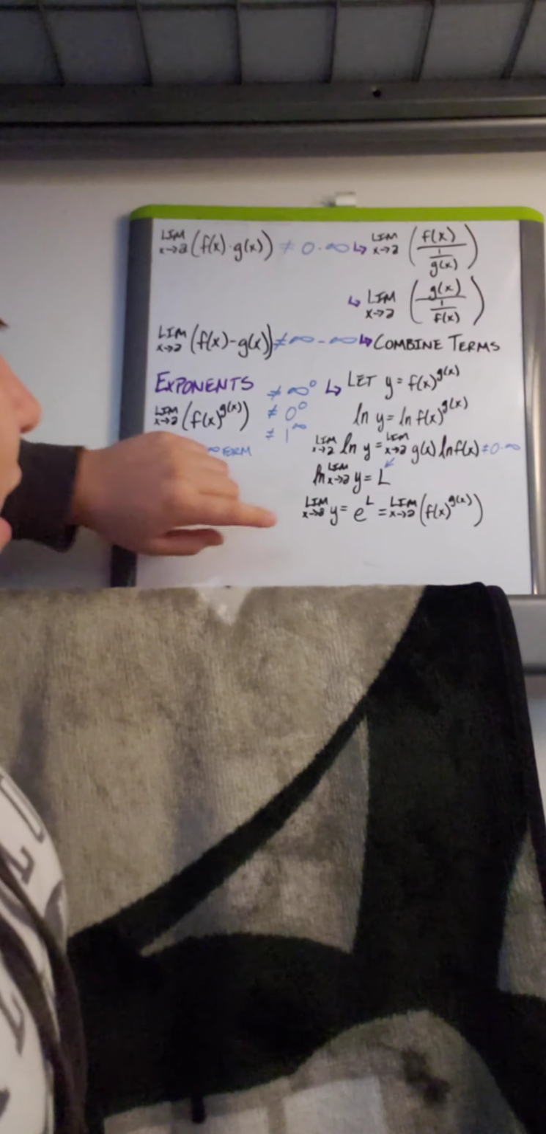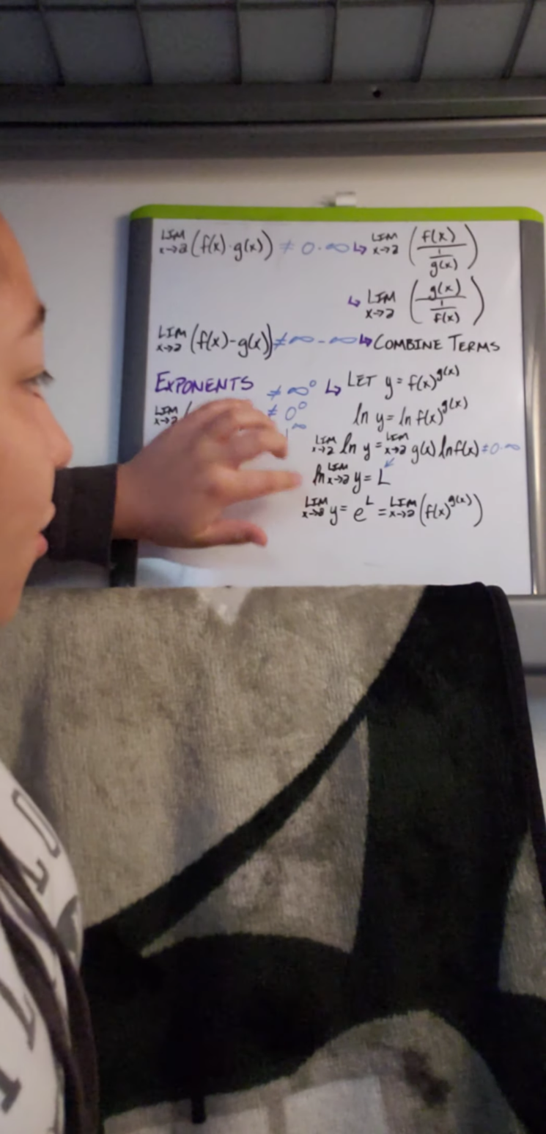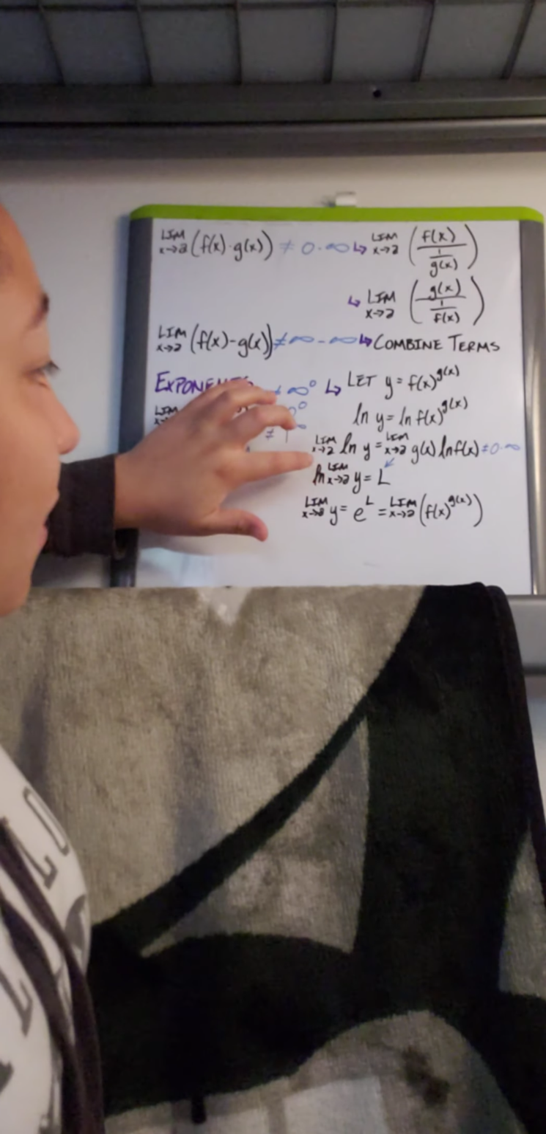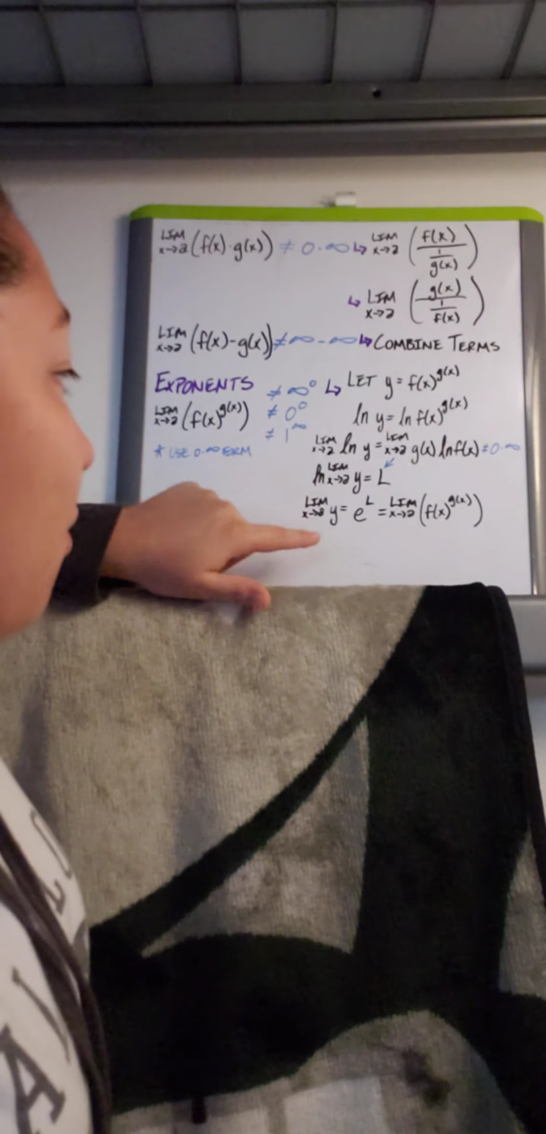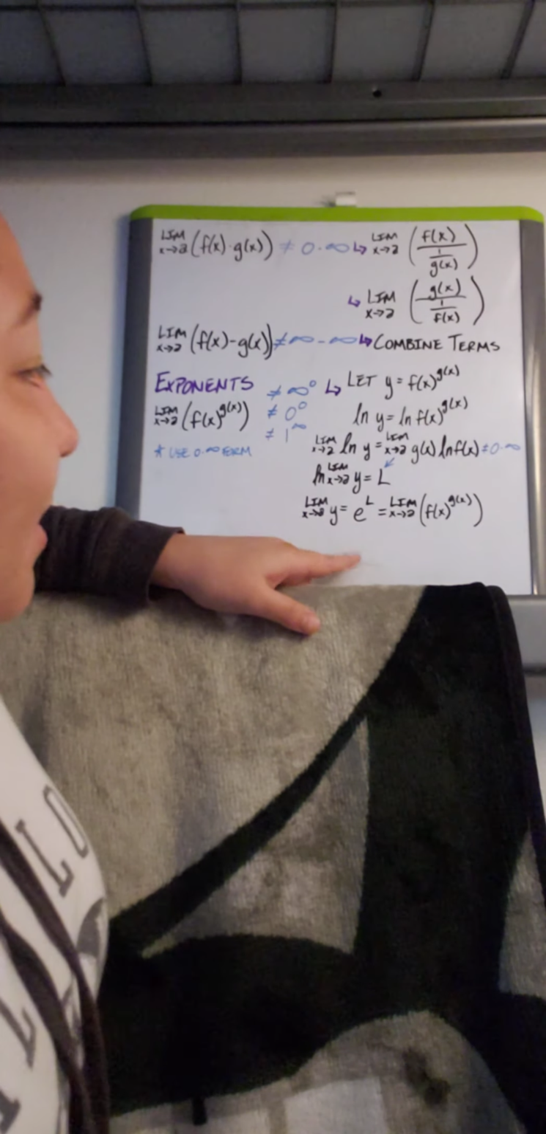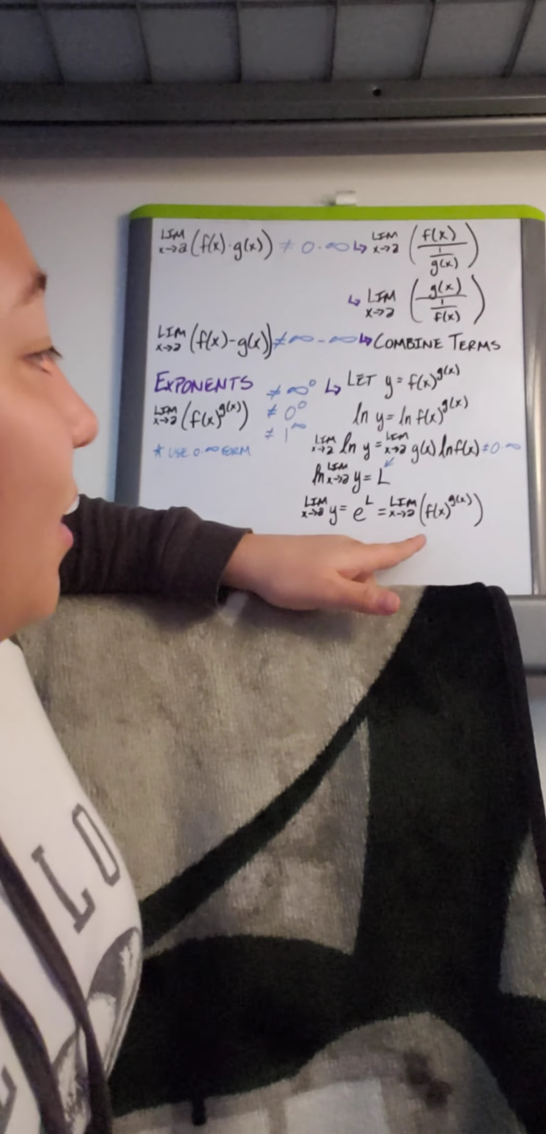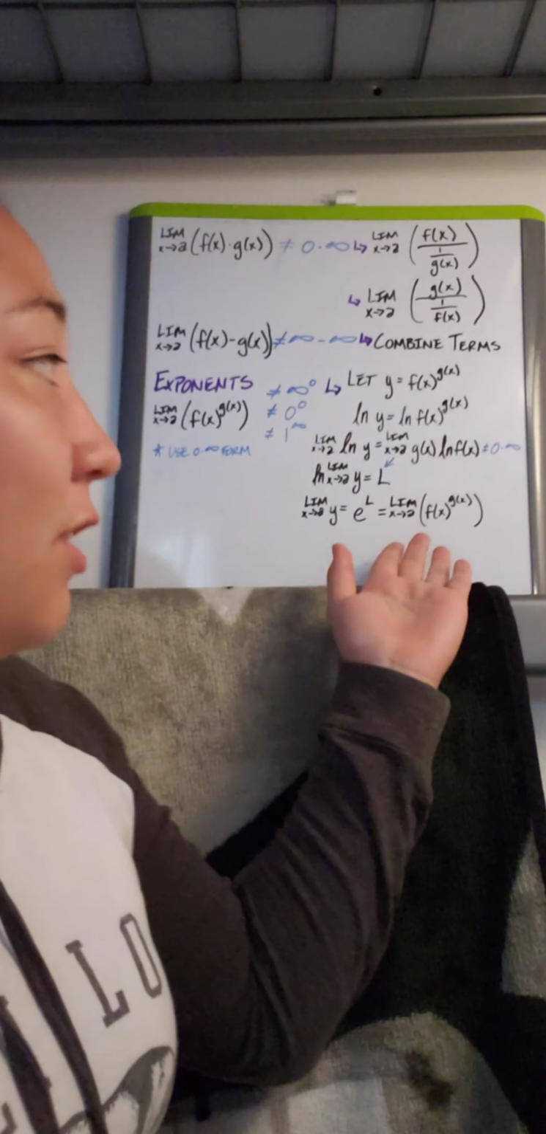And then you take the y form, and so you have the natural log of the limit of y equals L, and so then the limit of y equals e to the L, which also equals the limit of the function, or the base of a function to the exponent.